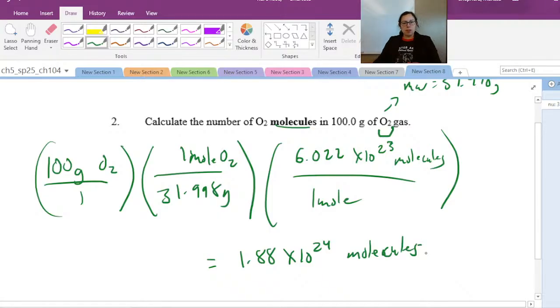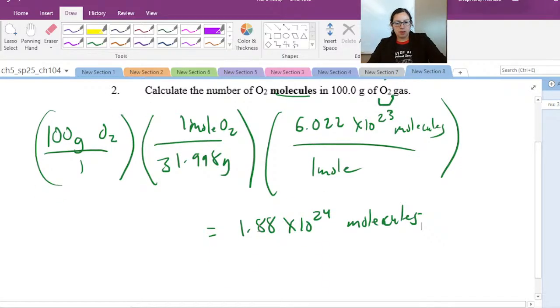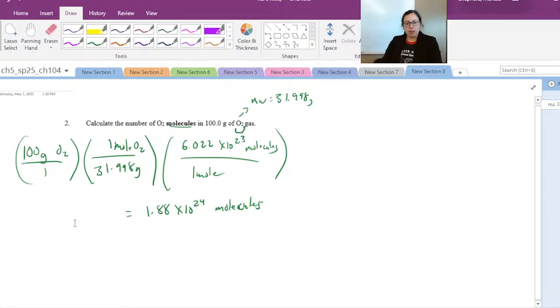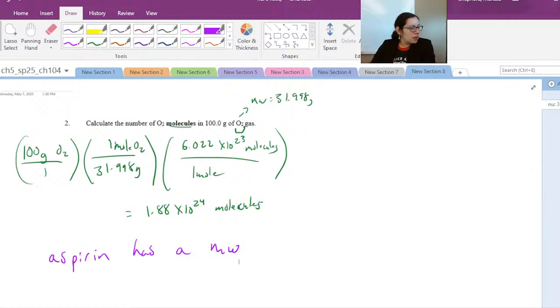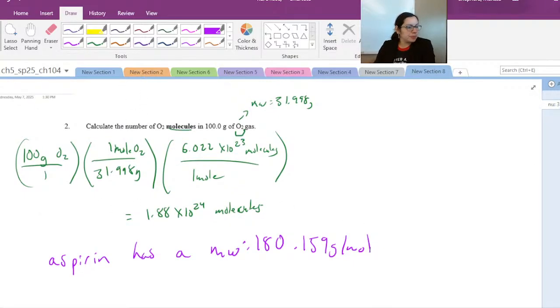All right, so let's look at some other scenarios. And so let's look at just another problem. So we're going to say aspirin has a molecular weight of 180.159 grams per mole, and a formula of C9H8O4.